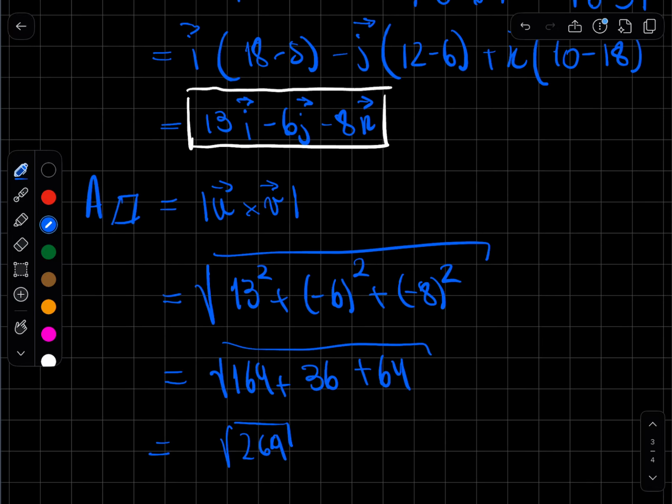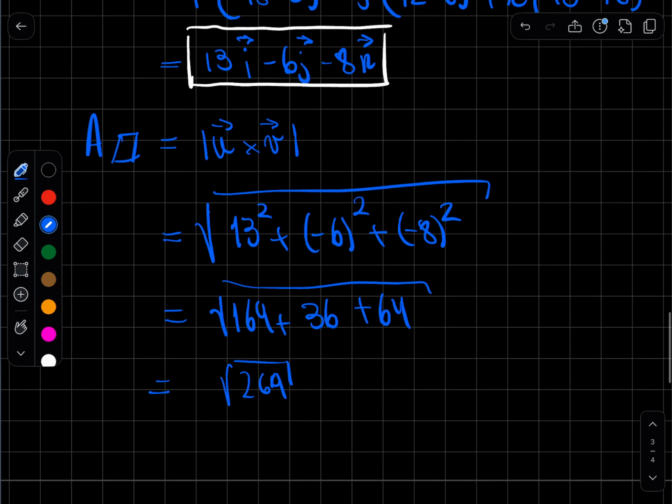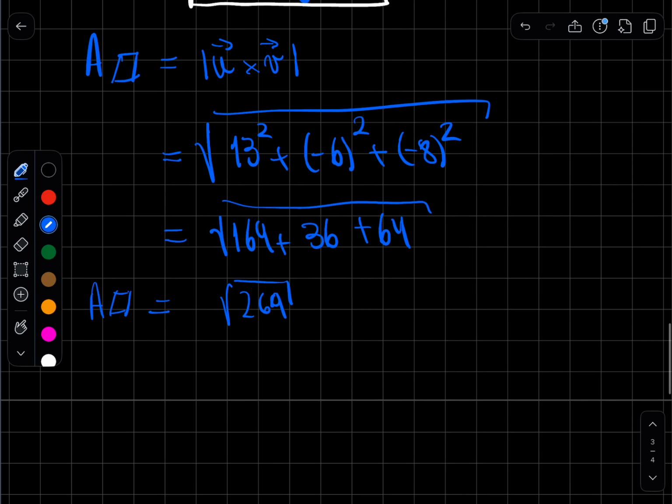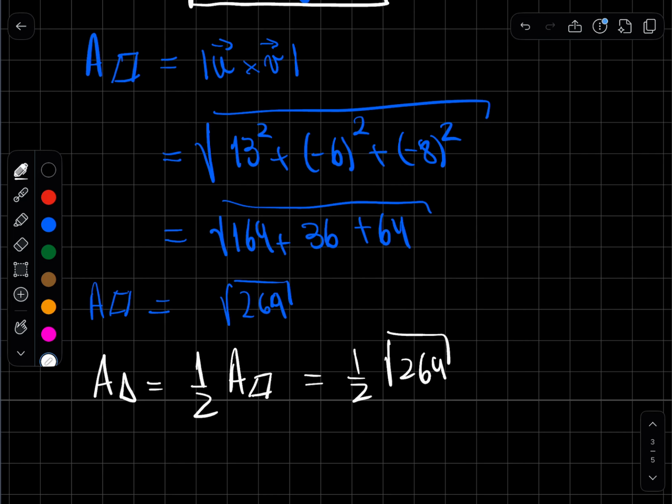I'm going to use my calculator. I actually don't have to. This is just the area of the parallelogram, but we don't want that. We want the area of the triangle, which will be 1/2 the area of the parallelogram, which is 1/2 root 269. Okay, let me just double check that I'm adding right. Seems fine. And that will be the answer to example 19, the area of the triangle. Okay.